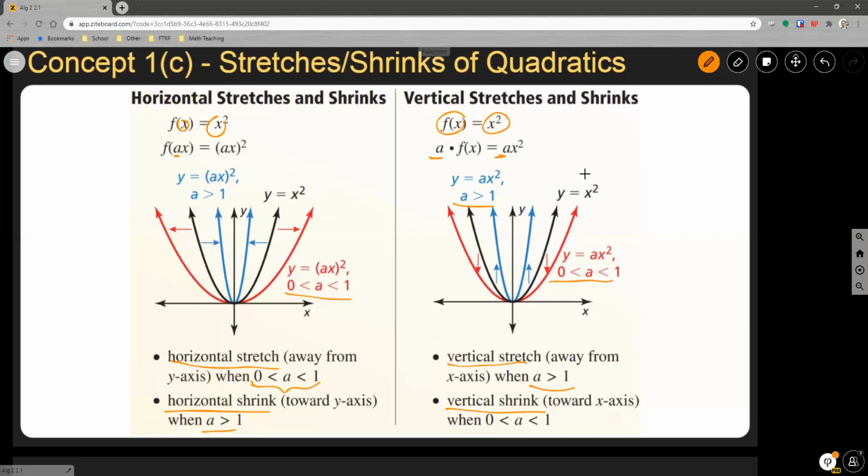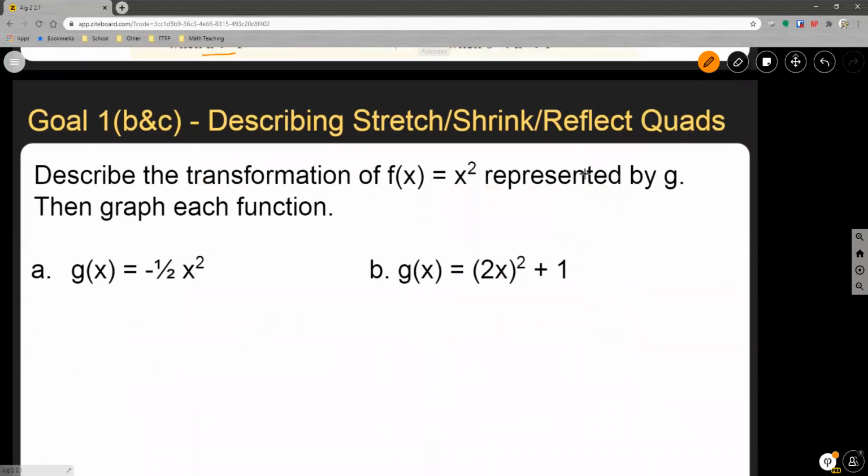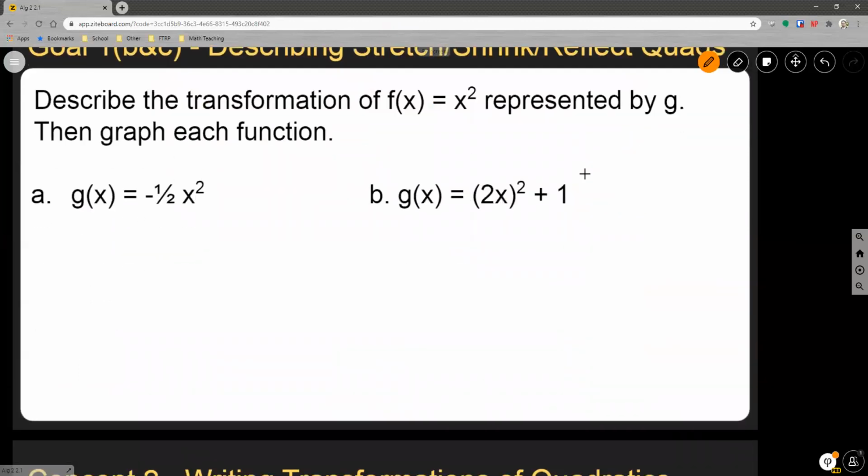So let's see this in action. We want to describe the transformation. We've got two transformations here. We're starting off with f of x equals x squared, and we want to describe the transformation represented by the function g in both situations. And then we want to graph the function.